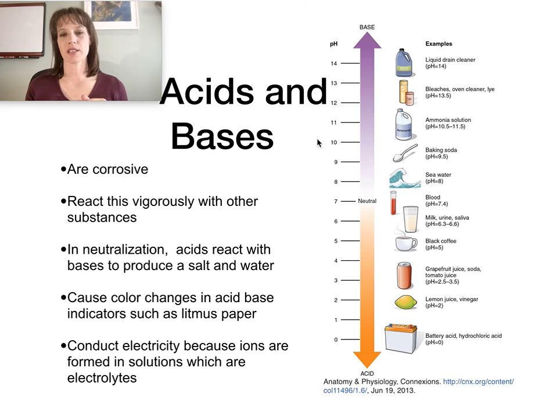Here's the pH scale. Now, water is neutral. Anything with a pH greater than 7 is going to be a base, you see here, and pH less than 7 are acids. Those are the lemon juice and coffee, those sort of things. The acids and bases are corrosive. They react vigorously with other substances. The one thing is, because of the dissociation of ions in solution, they are electrolytes and conduct electricity.